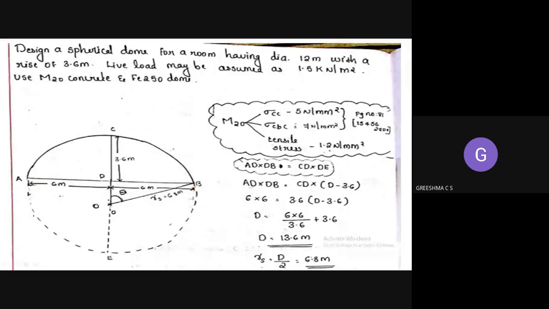Anyway, you can understand by the figure. When we draw a circle like this and draw two chords like this, AD into DB will be equal to CD into DE. DE means this much portion. That is the property of the circle. By using this property, you will find the radius of this dome. So you can write down this equation: AD into DB is equal to CD into DE. AD means 6 meters, so you can add 6 meters.